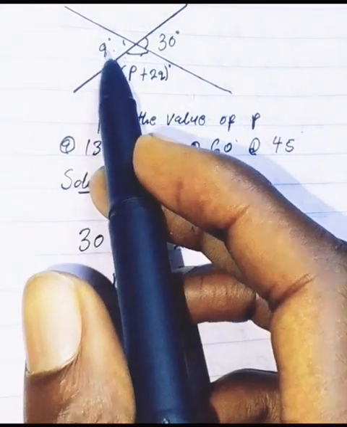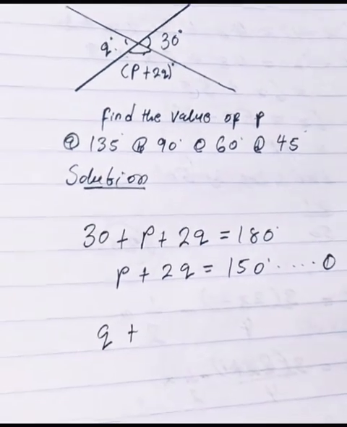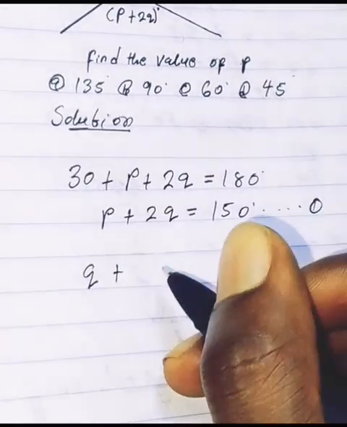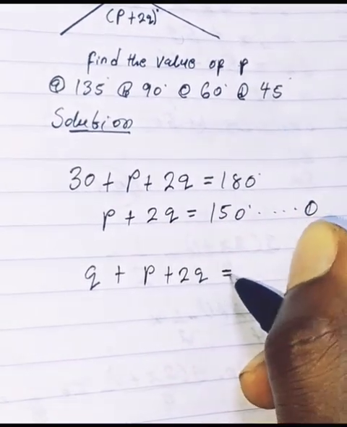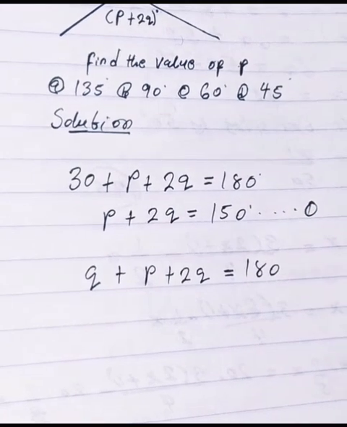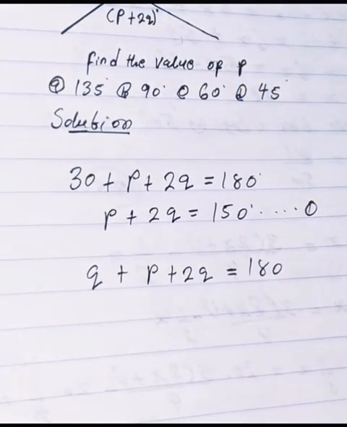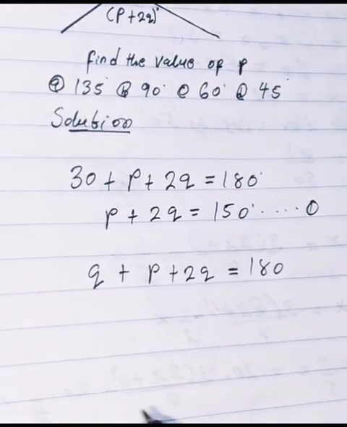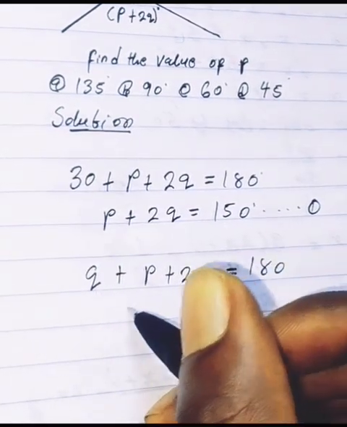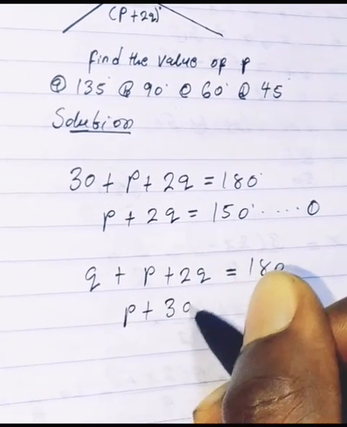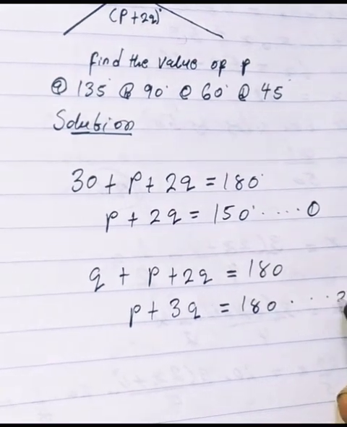Now the second part, this and this. We say q plus p plus 2q equals 180. Can you see that? This p here and this p plus 2q here. Now from here we continue. What's the next thing? We rearrange a bit. This q and this 2q, we add that together. We have p plus 3q equals 180. Now this was equation 2.